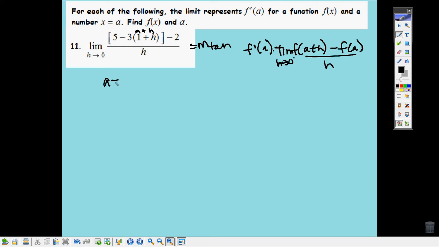So I know my a value is 1. And remember that we replace a plus h for every x. So that means this whole quantity used to be an x. So f of x is just simply 5 minus 3x. Okay? And that's all I have for you.